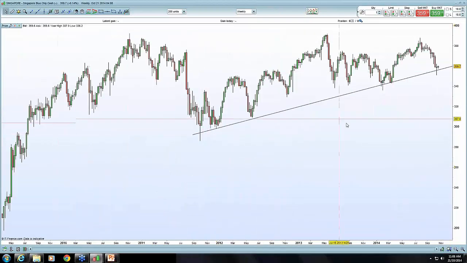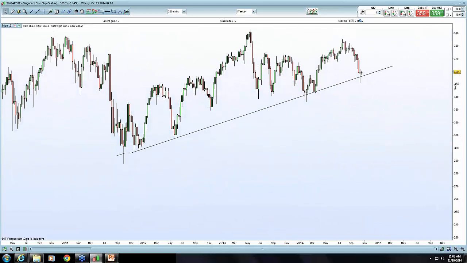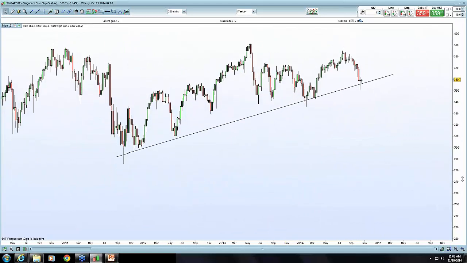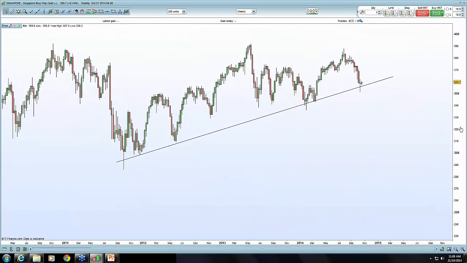The Singapore blue chip is quite a similar story to most of the indices. It's quite amazing how the different markets look quite similar, especially the S&P, the Dow Jones, the Hang Seng, the Nikkei, and now the Singapore blue chip. All of it is testing a key support level. All of it is testing a key support trend line.